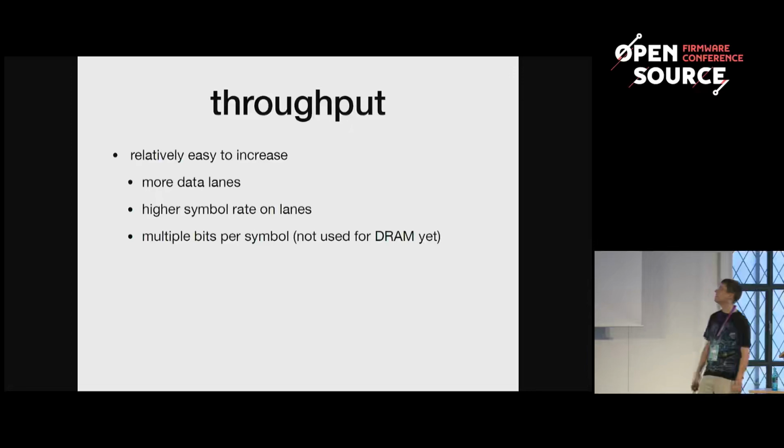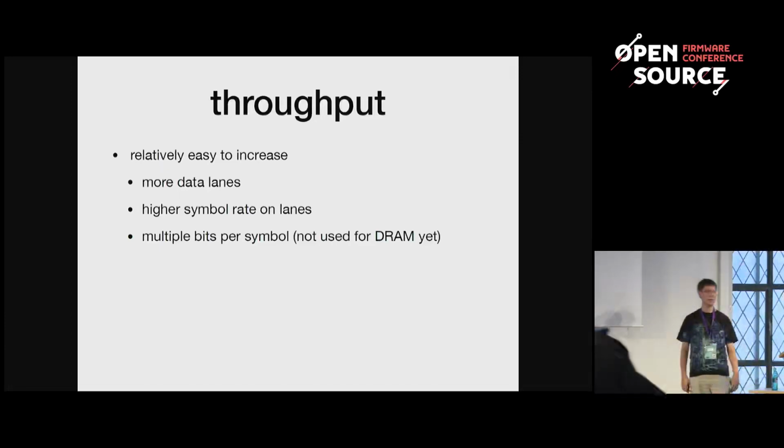Basically, throughput is relatively easy to increase. Either you can add more data lanes. On the high bandwidth memory, the number of data lanes was massively increased to, I think, 1024 data lanes. The other possibility is to increase the symbol rate per lane.